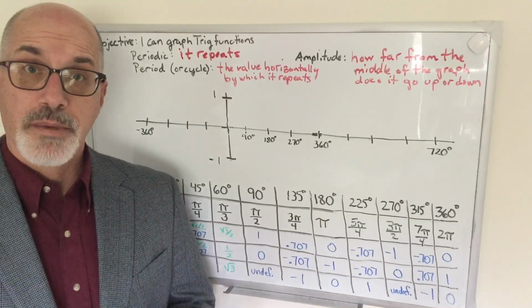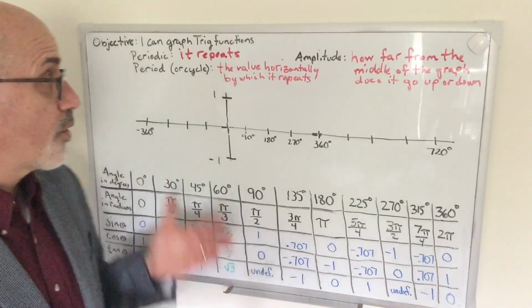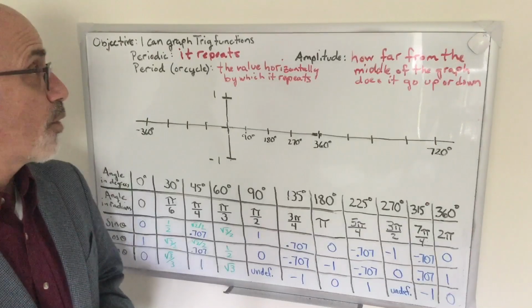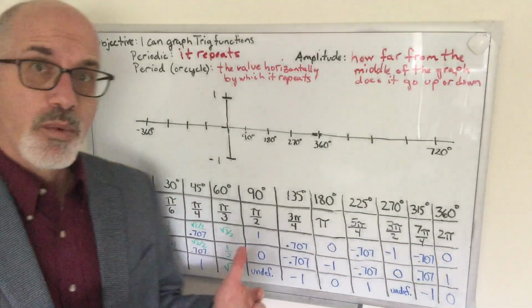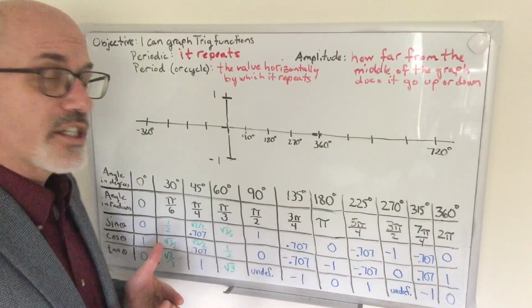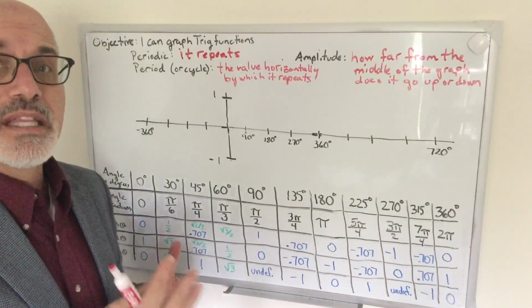This lesson is going to be on basic trig graphs. So our objective is, I can graph trig functions. We're going to look at sine, cosine, and tangent, and we're going to look at those values and watch how these graphs over time repeat themselves.